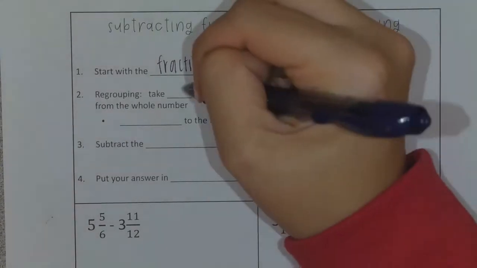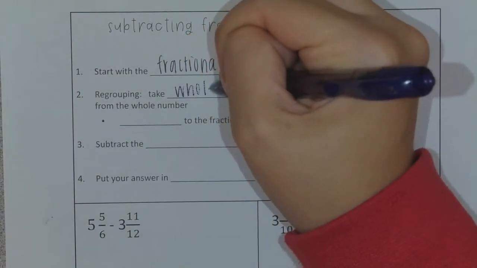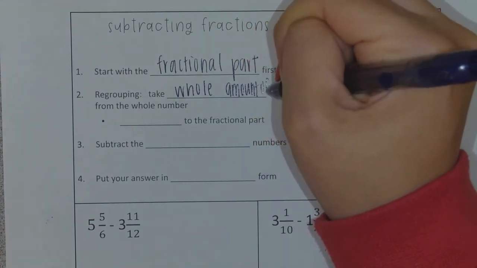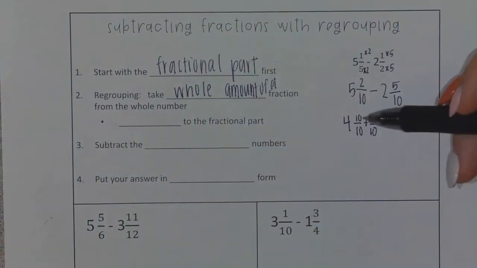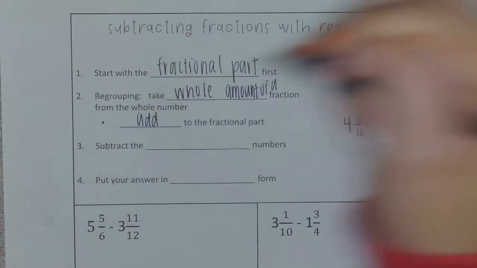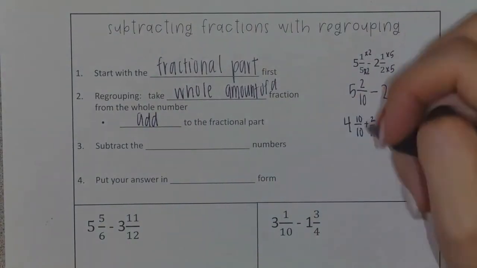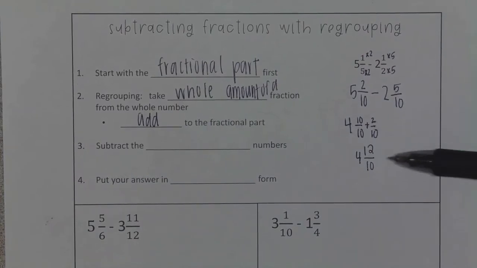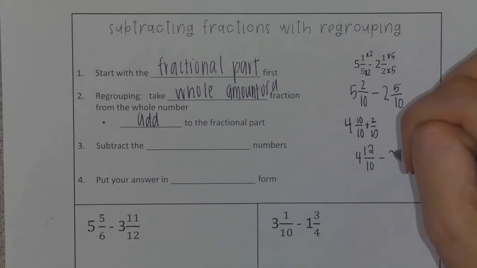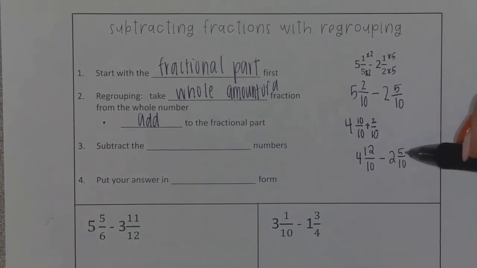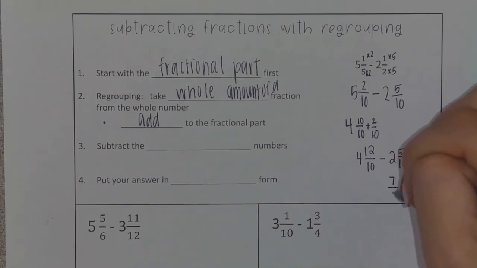So when I regroup, when I borrow, I'm taking a whole amount of a fraction from the whole number, right? That was our 10 out of 10. And what I'm going to do is I'm going to add it to the fractional part. So 10 plus 2 would give me 12/10. So I know it looks really funky because I have a whole number next to an improper fraction, but I need that. And so I can come over here and do, now with my fractional parts, 12 minus 5, which would give me 7/10.